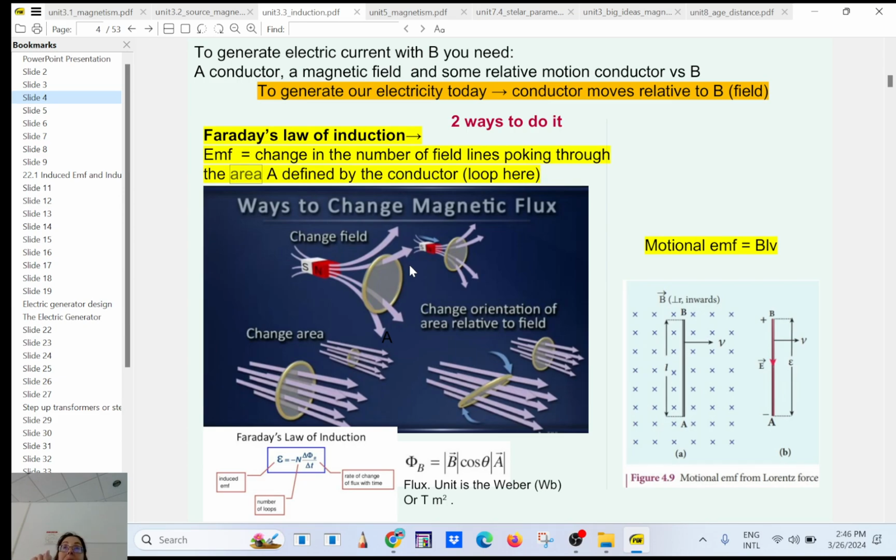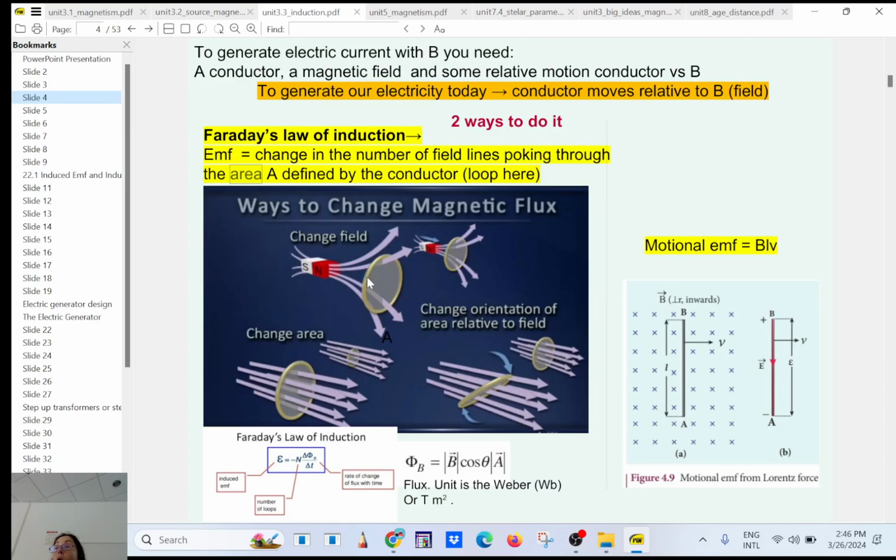So the secret is that the number of field lines poking through this area has to change with time. If you do that, you're going to induce a current, you're going to induce a voltage, and we call that voltage the EMF. Okay, I'm going to show you a demo so you will understand better.